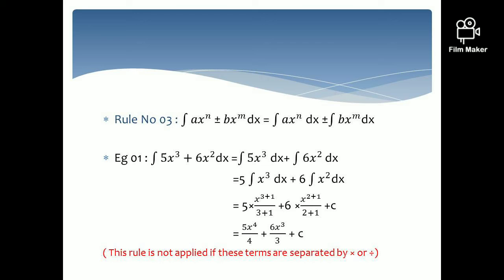Using the first rule you can say 5 times x to the power 3 plus 1 over 3 plus 1 plus 6 times x to the power 2 plus 1 over 2 plus 1 plus c. Then your final answer would be 5x to the power 4 over 4 plus 6x to the power 3 over 3 plus c. There is one more thing we have to verify. This rule number 3 won't be applicable if these functions are separated by multiplications or divisions.